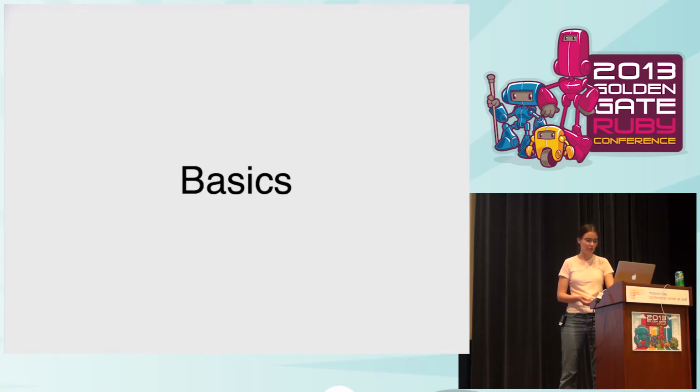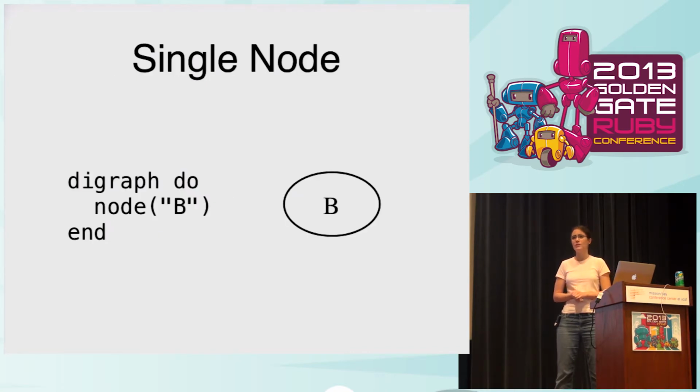So, some basics. Simplest graph possible, a single node. The graph gem gives you digraph do, which allows you to pass a block to the digraph method, and in that block is where you specify your graph. So in this case, we have a node named B.